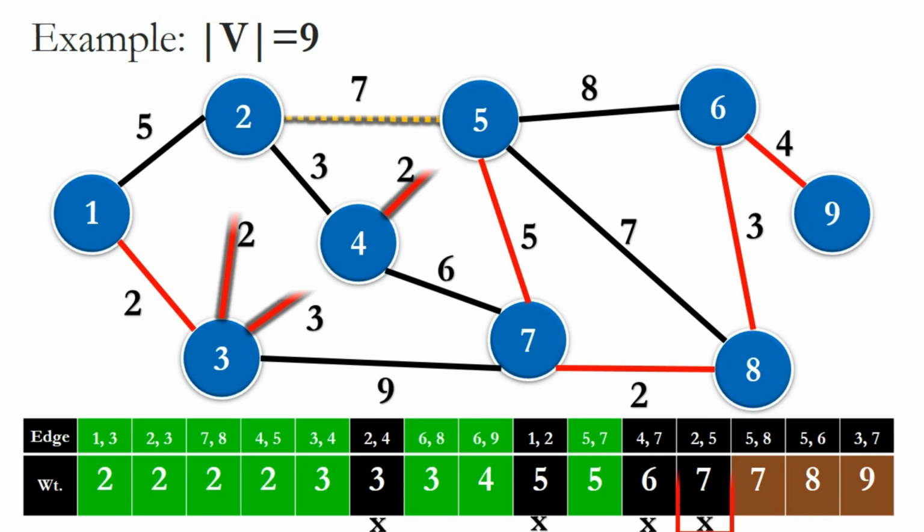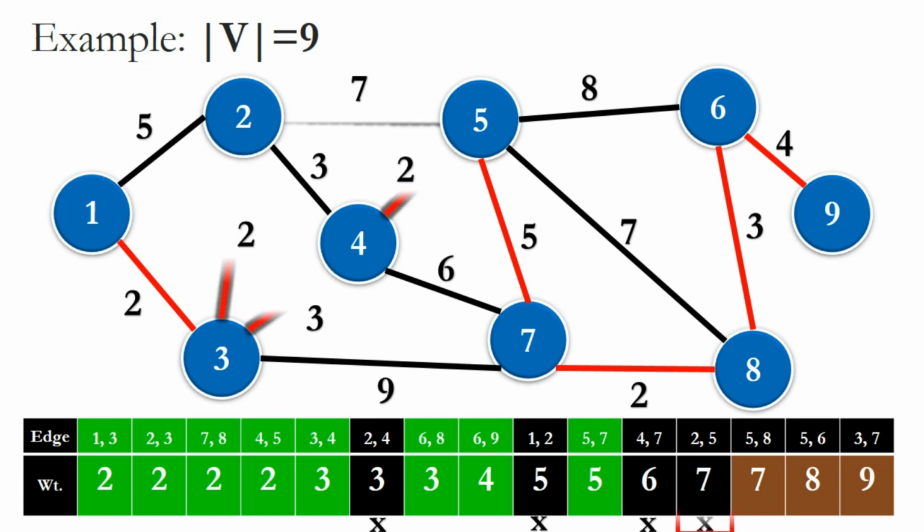Next element is the value of 7 with the reference edge of vertex 2 and 5. Let's check if we include this vertex 2 and 5 to our spanning tree whether it forms a cycle or not. Obviously, vertex 2 and 3 is connected already, and then vertex 3 and 4, also vertex 4 and 5 is connected to each other. And therefore, if we connect vertex 2 and 5, they will form a cycle. Therefore, the value of 7 in the vertex 2 and 5 is not included to our spanning tree.